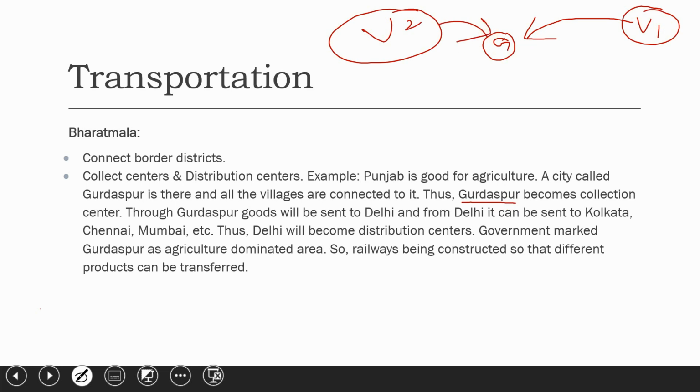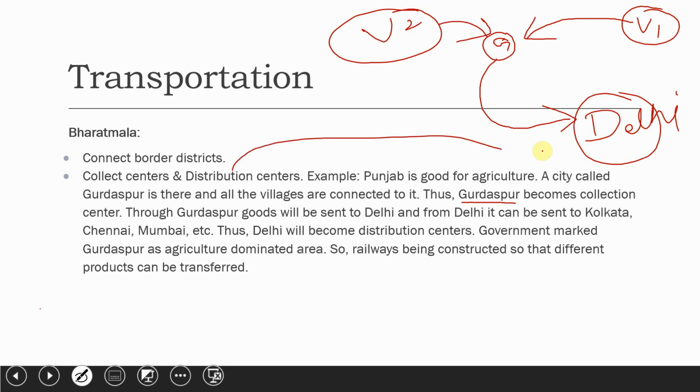What Gurdaspur will do is send these products to Delhi. So Delhi will be your distribution center, and it will act as a distribution center, and this Gurdaspur will be your collection center. Okay, so thus Gurdaspur.